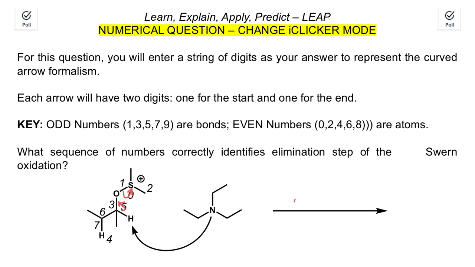So from that we have 5, 3, 1, 0. So forming the pi bond, breaking the sigma bond. And the product of that is our ketone, and then the dimethyl sulfide. And then we get the conjugate acid of the triethylamine, and notice the plus charge migrates from sulfur to nitrogen. So that completes the Swern oxidation.